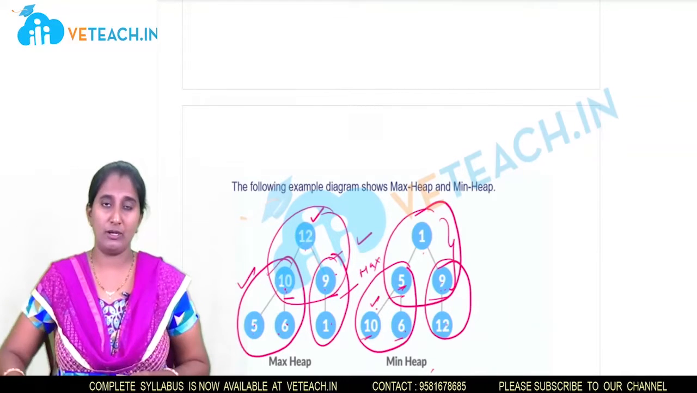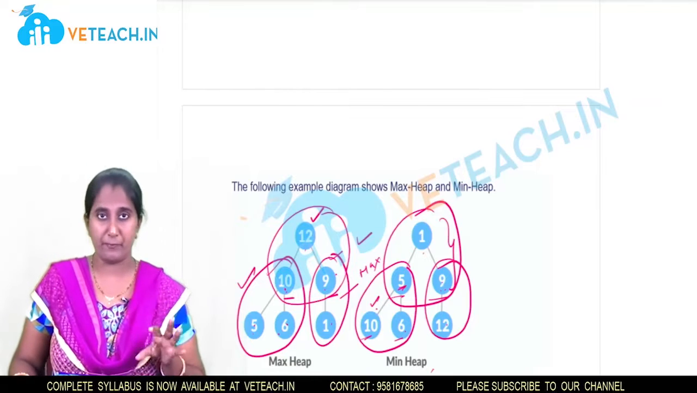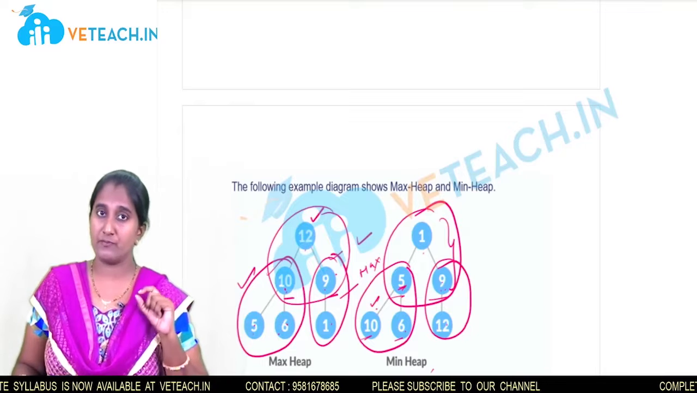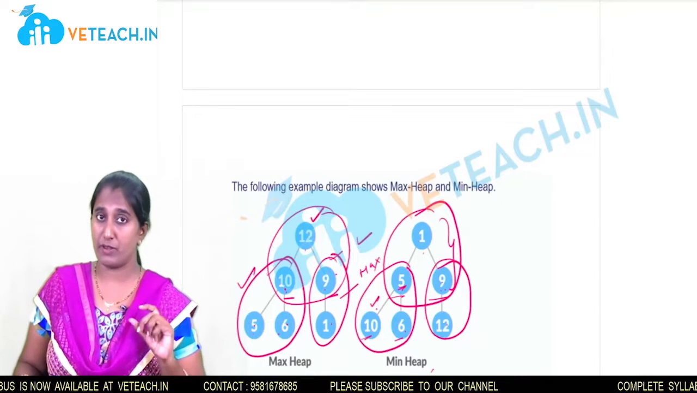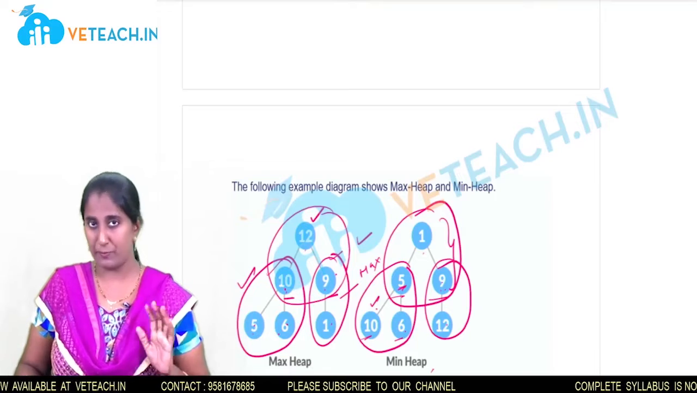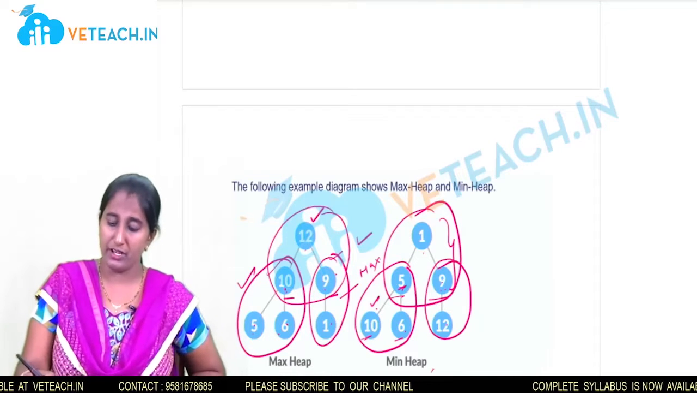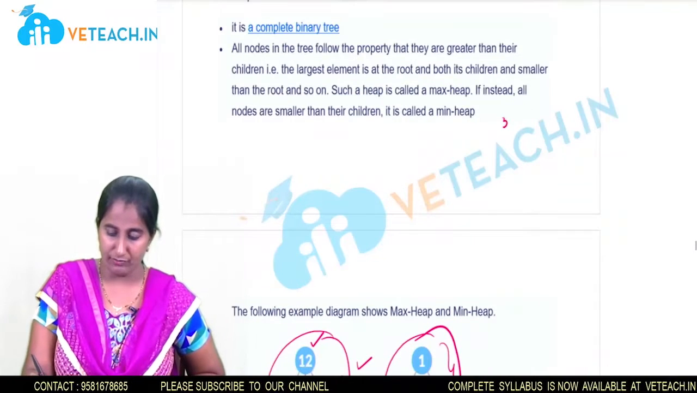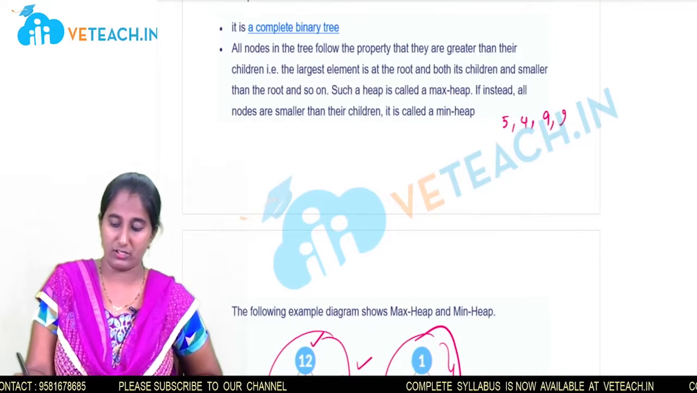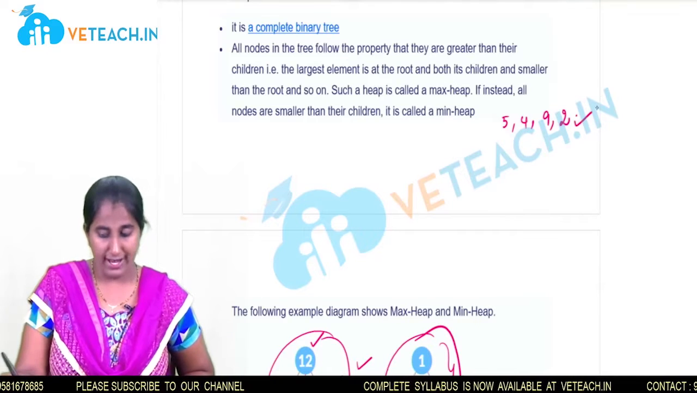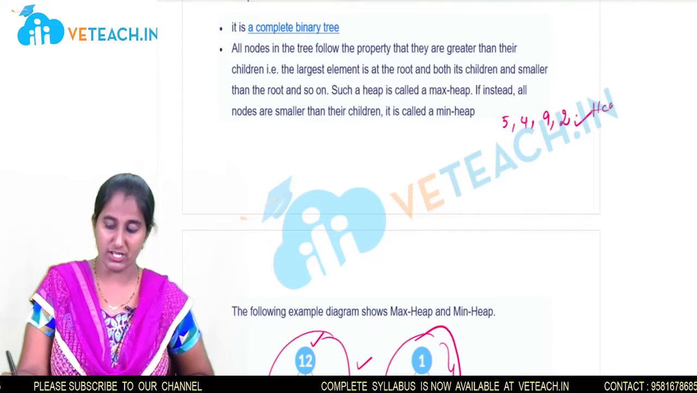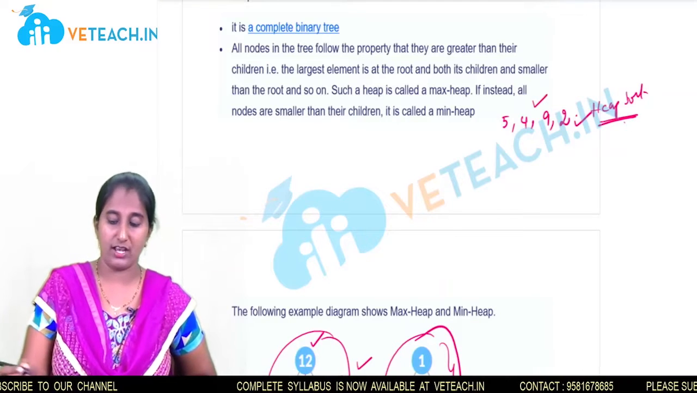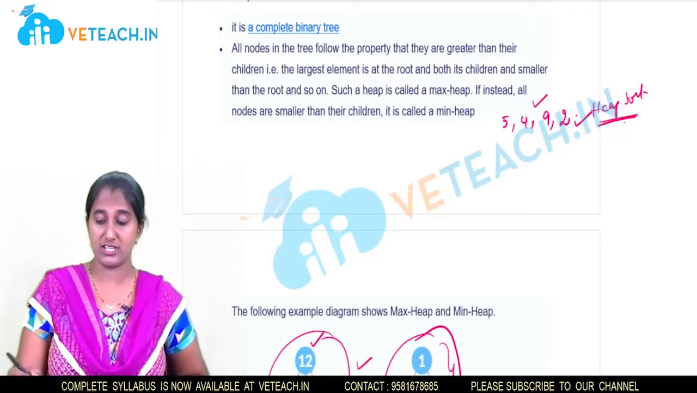So first of all, you have to construct the heap tree. In order to solve the heap sort, you need to construct the heap tree, which can be a max heap or a min heap. For example, if the elements are given like 5, 4, 9, 2 and the question is to sort the elements using heap sort, first of all you have to construct the maximum heap.